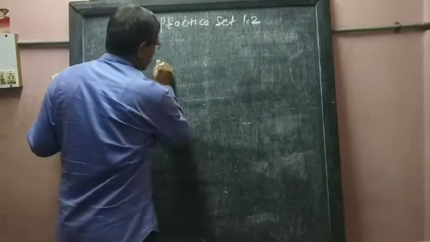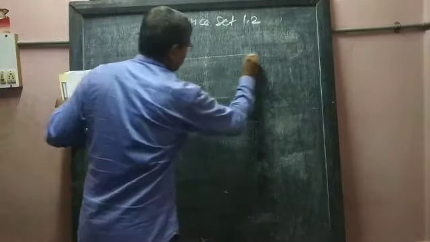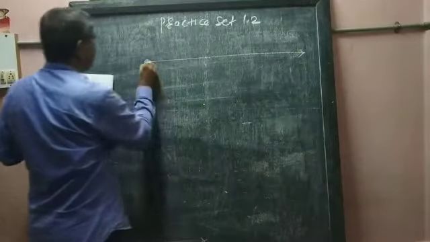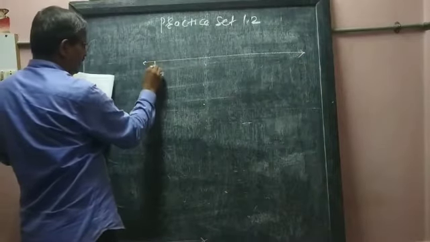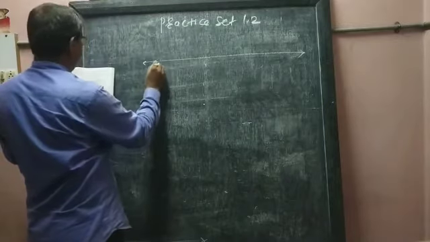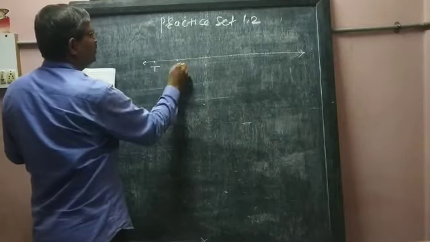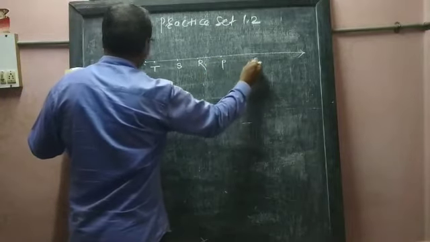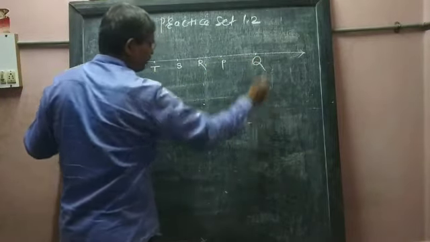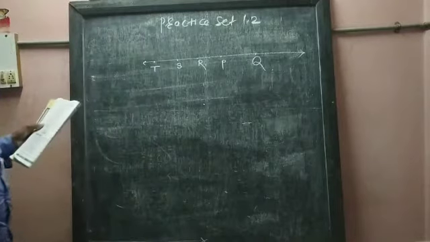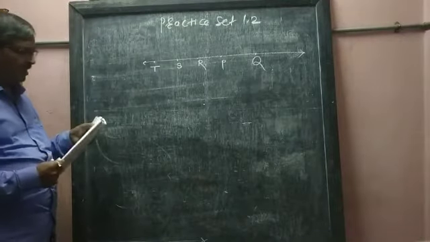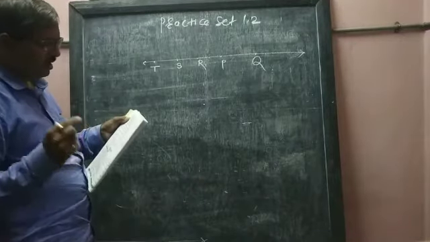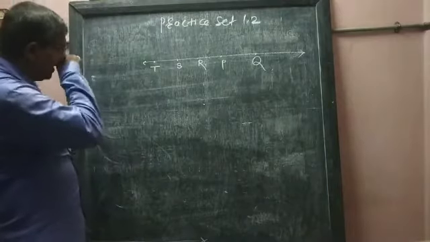Now here there is one line given. On that line, P is one point, then S is one point, here R, here P and here it is Q. These are the different points. The first question asked is: write the name of the opposite ray of ray RP.